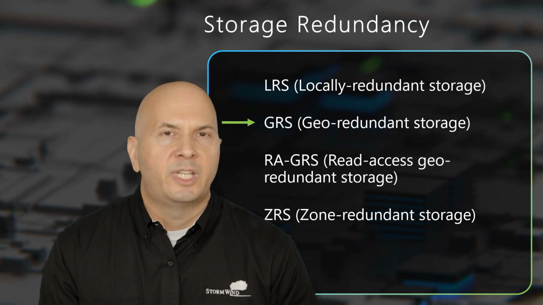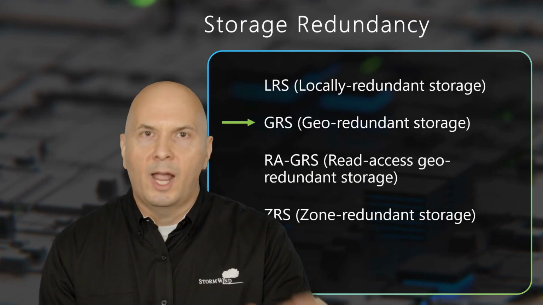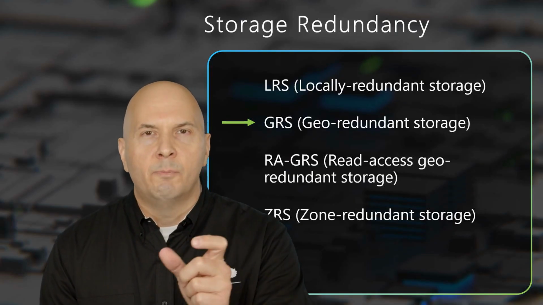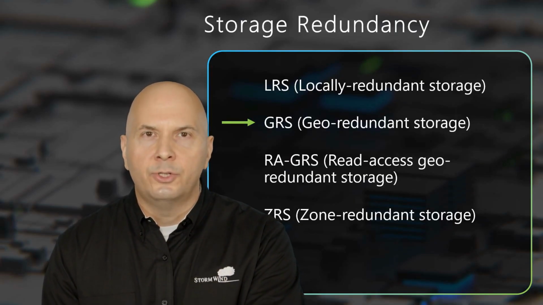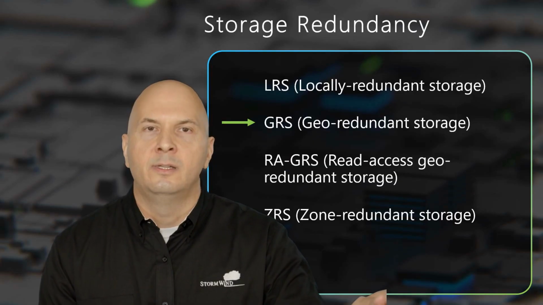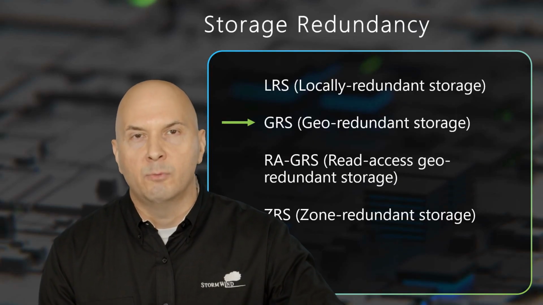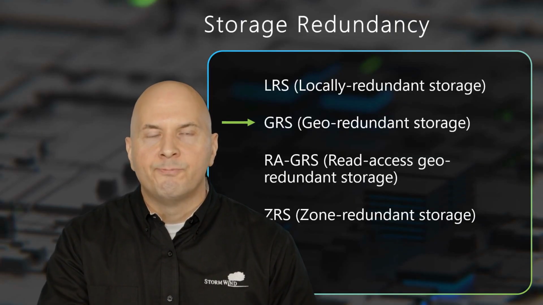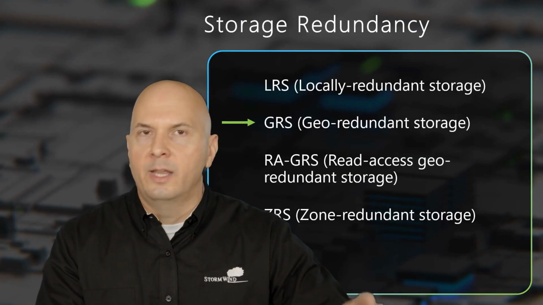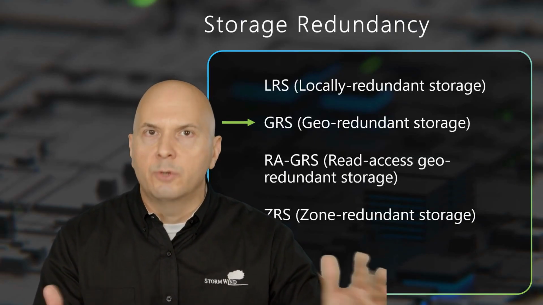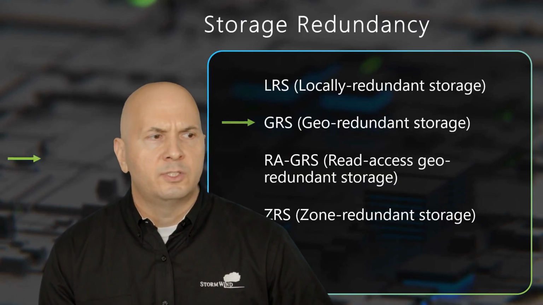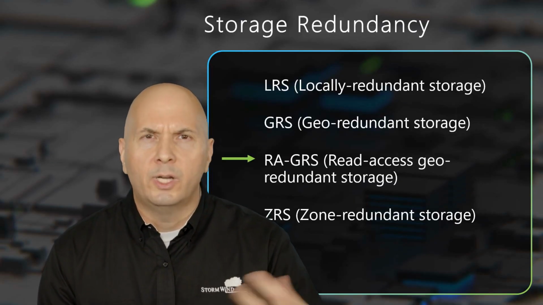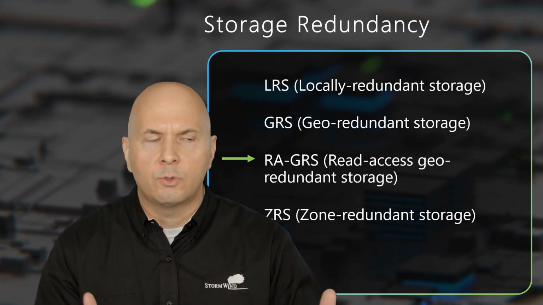Geo-redundant, keyword here, geo, that's for geographic redundancy. So I might have West US 2 and East US as a secondary failover site for my data. So I would have 3 copies in my primary region and then 1 copy in the remote, like West Coast, East Coast scenario, okay? There's also a read access where it's kind of a read-only geo-redundant storage.